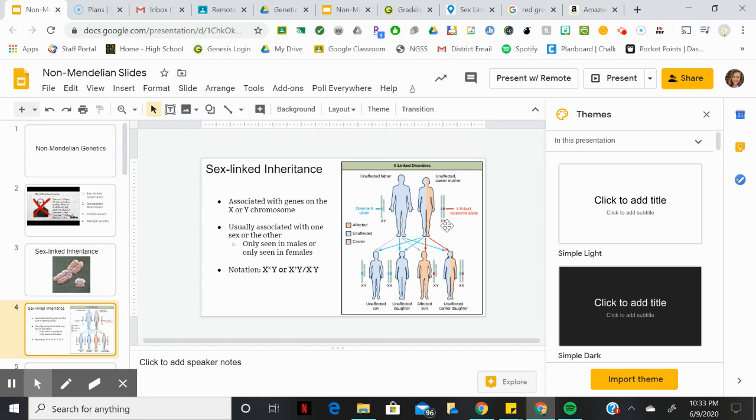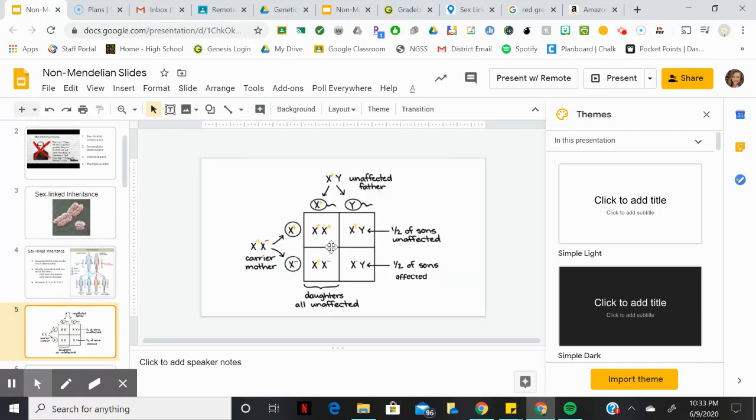So if you were to do the Punnett square for this cross, you'd see that an unaffected father would be X plus. These are the sperm he could make. He can make a sperm with his good X, or he can make a sperm with his Y chromosome. The mother is, remember, a carrier, so she can make an egg with her good X, or she can produce eggs with her bad X.